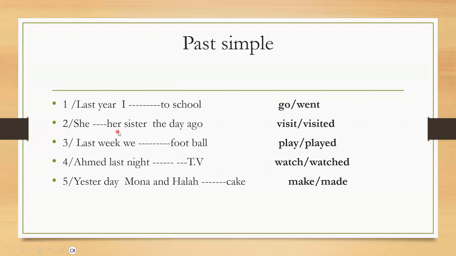Okay. She visited her sister a day ago. Visit or visited? I have "a day ago." That means this is the past. And here, I have "last year," and I know it is the past simple. Last year. A day ago. That means visited. Yes. She visited her sister a day ago.